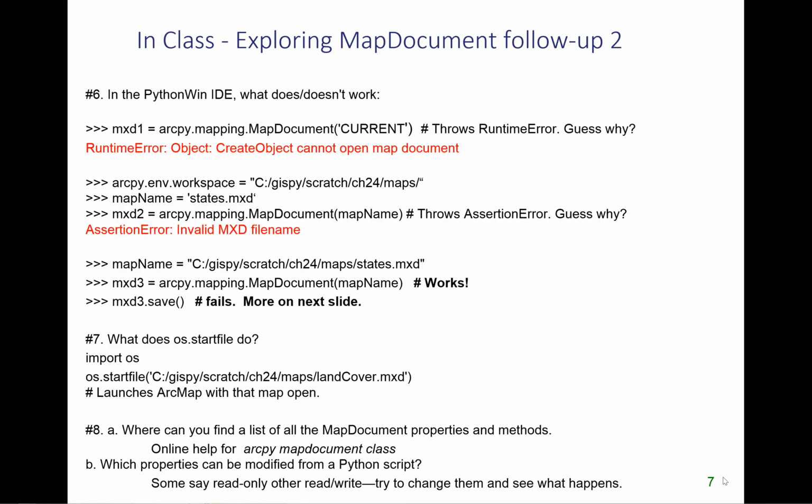Where can you find a list of all the map document properties and methods? Well, in the online help. And you can type something like arcpy map document class into your search engine, and that should get you to the web page. On that web page, you'll find a table of properties, and the properties will say whether or not they can be modified by the fact that they say read only or read write in front of them. The other alternative is to just try modifying them and see what happens.